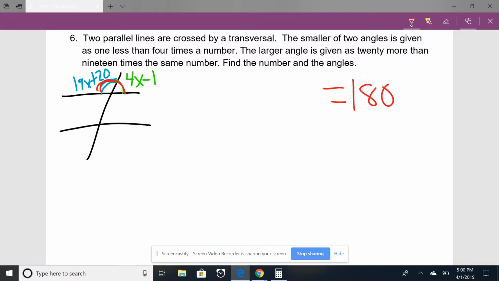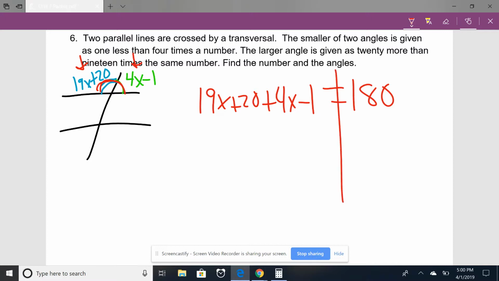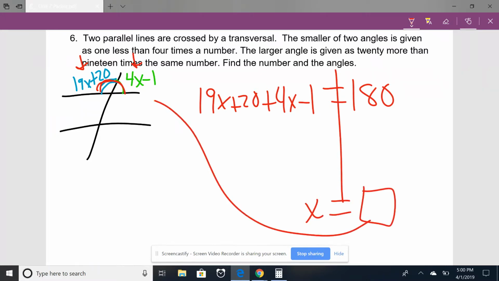So to set this one up, you would have to add these two angles together. All right, we have 19x plus 20 plus 4x minus 1. And then, again, same thing, solve for x. Once you get your x, you plug it back in to figure out the smaller angle, then the larger angle. Okay, I'm not going to go through those steps with you. You can do that on your own.